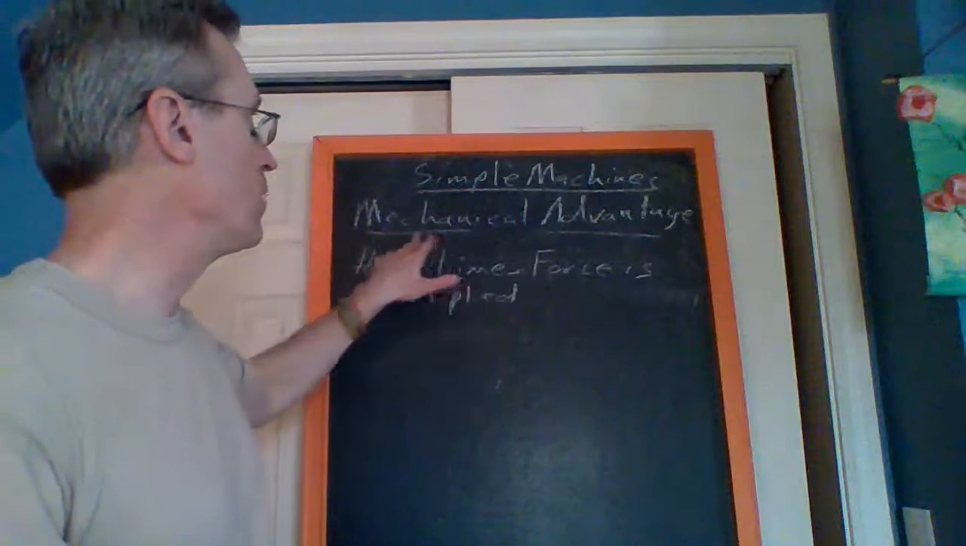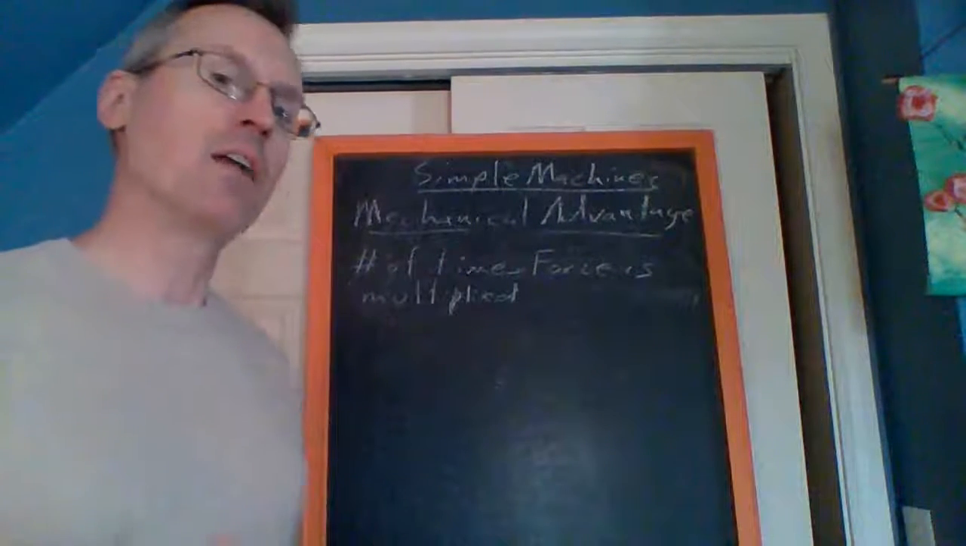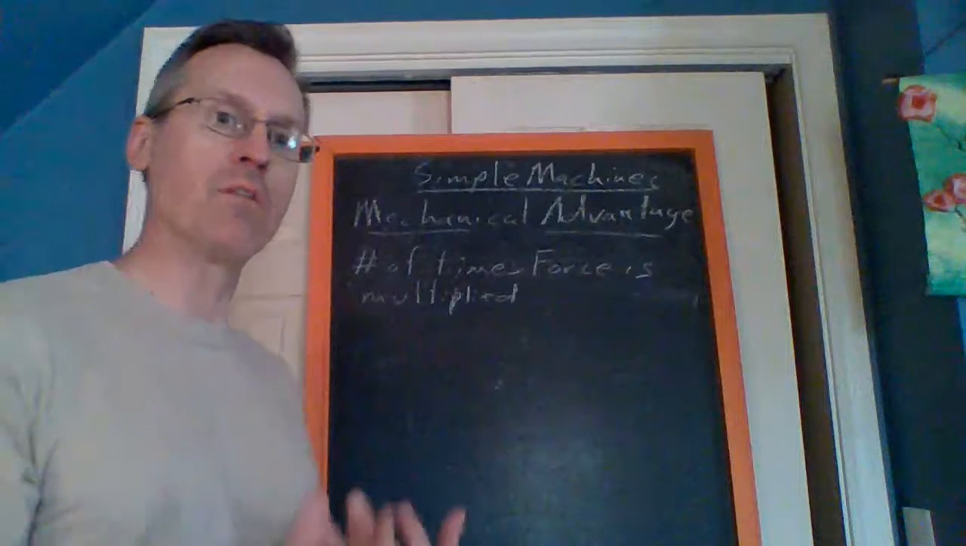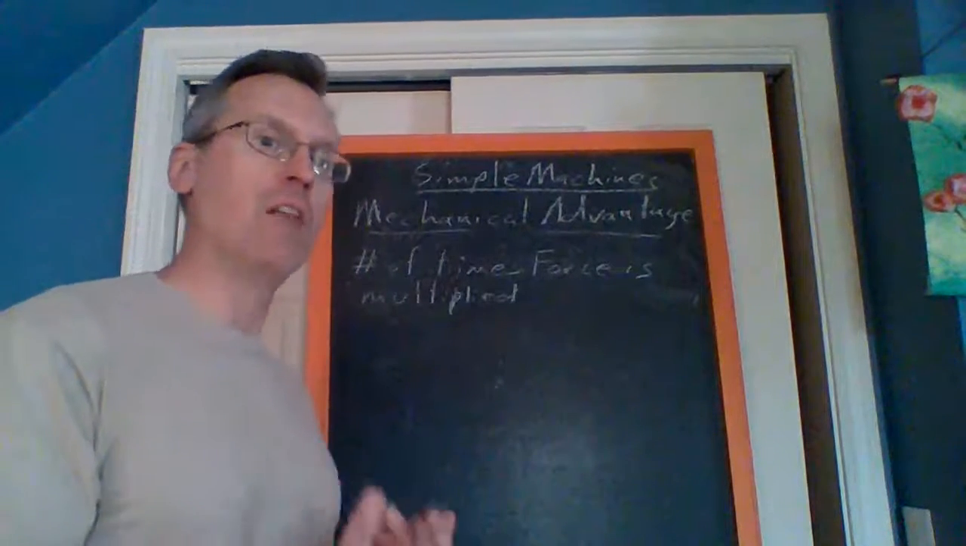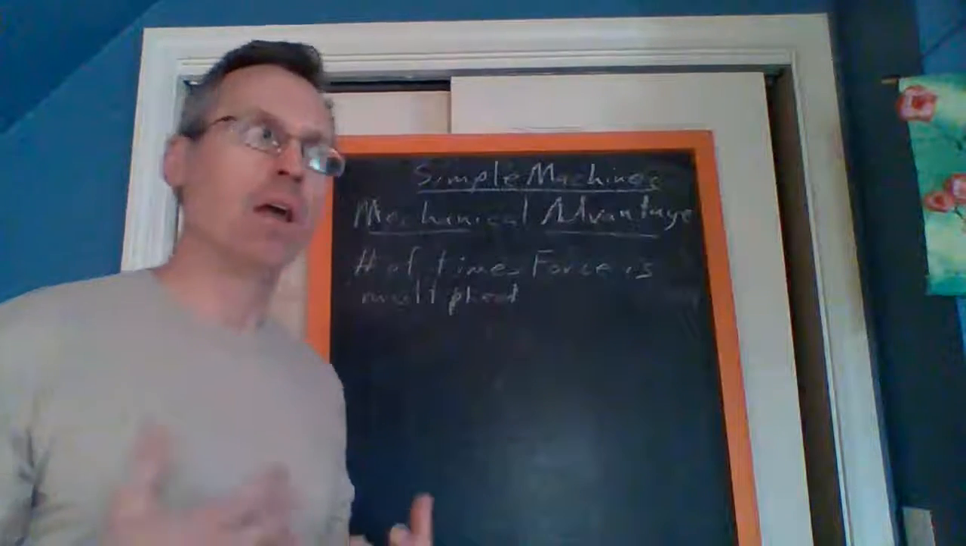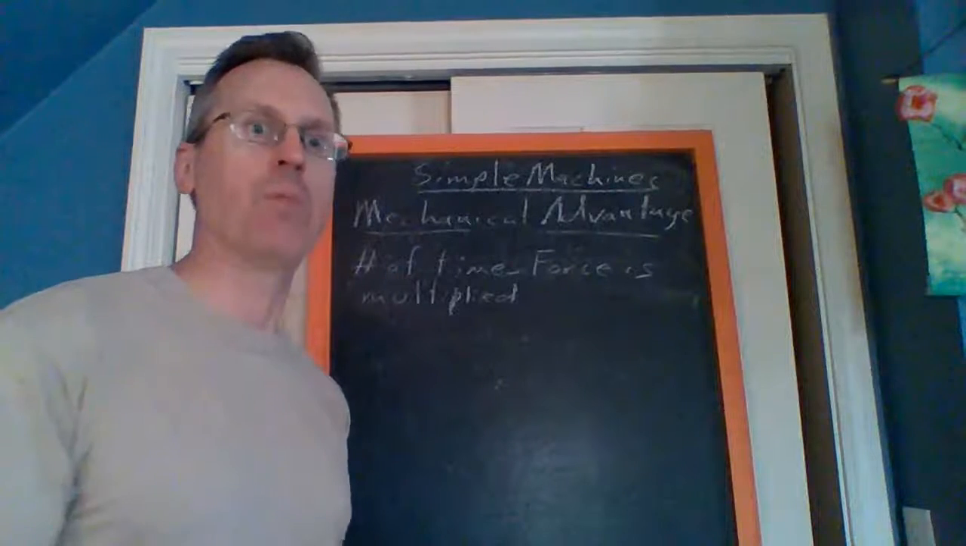A simple machine gives you a mechanical advantage. Write that down and know it. A mechanical advantage is the number of times that the machine multiplies the force that you put into it. And that's what machines do. They make us stronger. They augment our bodies.